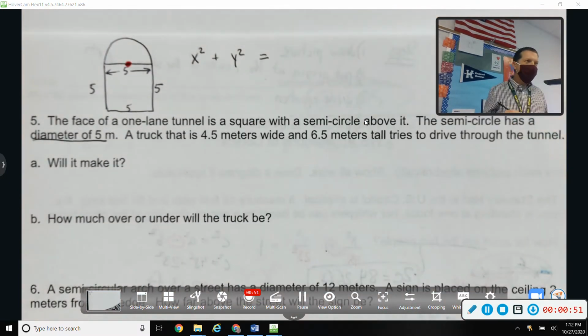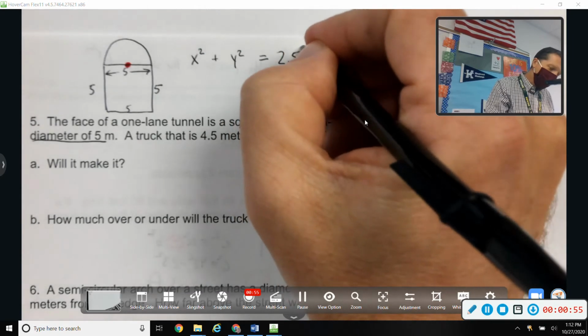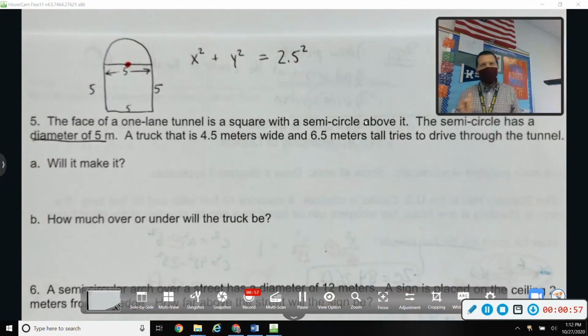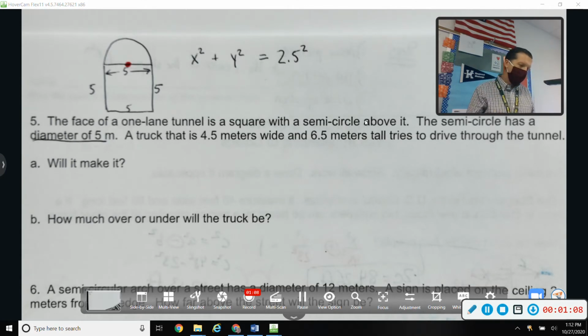So what's the radius? 2.5. So be careful when we give you not quite the right information. So x squared plus y squared equals 2.5 squared. You've got a calculator, or you will tomorrow, or Thursday. You could square 2.5, or you could just leave it as 2.5 squared if you don't want to mess with it for now. I'm just going to leave it alone and mess with it later.